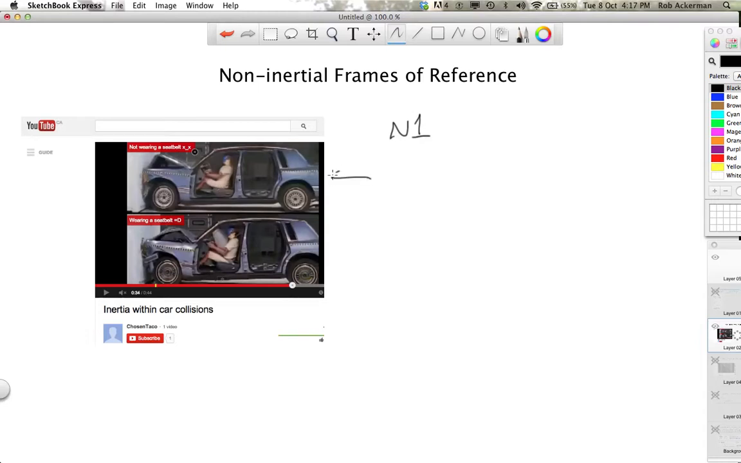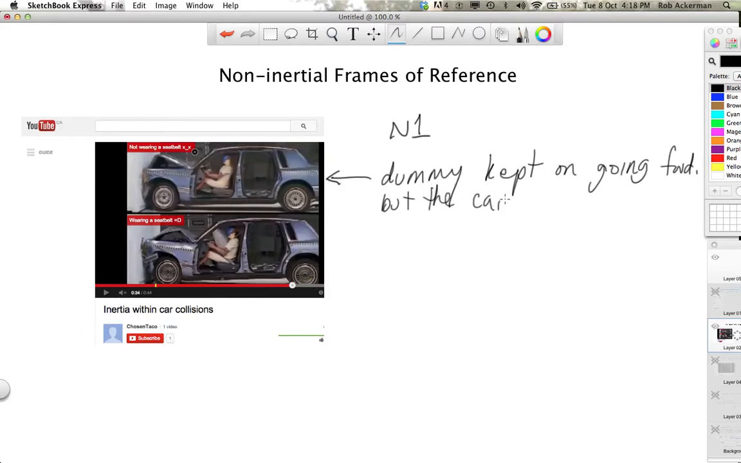Well, in this scenario, if you think back to grade 11, we like to say that the dummy kept on going forward, but the car stopped. Why do we say this?